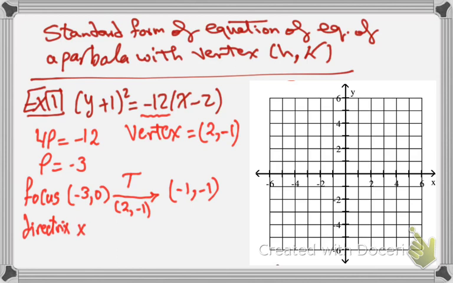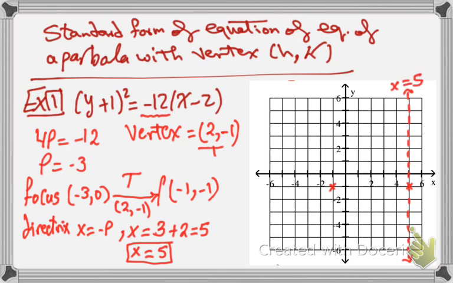The directrix is supposed to be x = -p, so x is equal to 3. But we are going to make a translation of 2 units on the x-axis, so it's going to be x = 5. So the directrix is x = 5, as we can see, and the focus point is (-1, -1) and the vertex is (2, -1). So the vertex is here, (2, -1).